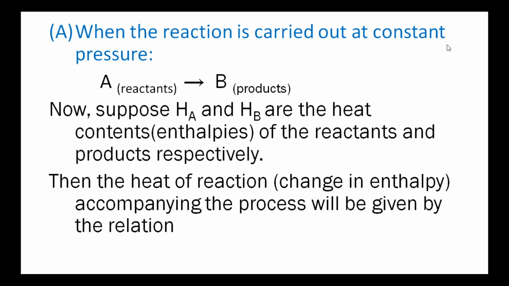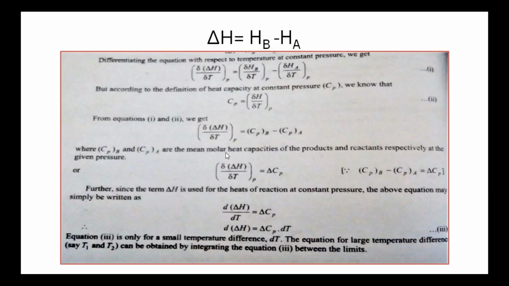Kirchhoff's equation is studied under two conditions. First condition is at constant pressure. So at constant pressure, consider a reaction A gives rise to B. In this reaction, A is the reactant and B is the product. Now suppose HA and HB are the heat contents, enthalpies of the reactants and products respectively. Then the heat of reaction, that is the change in enthalpy accompanying this reaction, is given by delta H is equal to HB minus HA. That is enthalpy of products minus enthalpy of reactants.